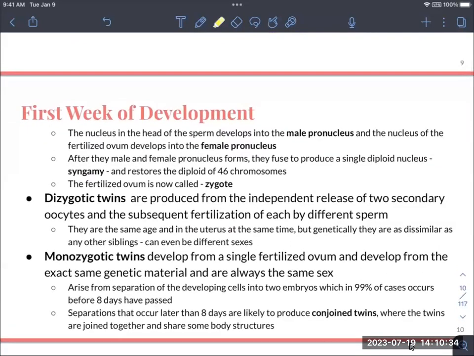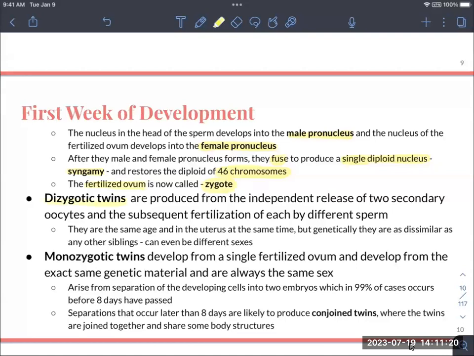So the nucleus in the head of the sperm becomes that male pronucleus that we saw on that slide before, that picture. The nucleus of the female becomes that female pronucleus. After these two pronuclei form, they're going to fuse. This is what forms a diploid nucleus, or syngamy. This is what gives this new cell 46 chromosomes, 23 from mom, 23 from dad. Once fertilized, we now have a zygote.